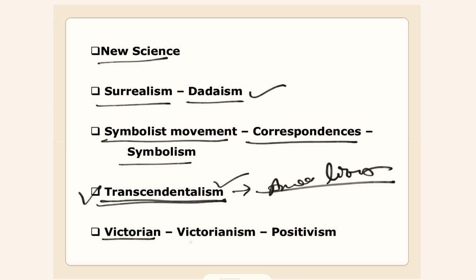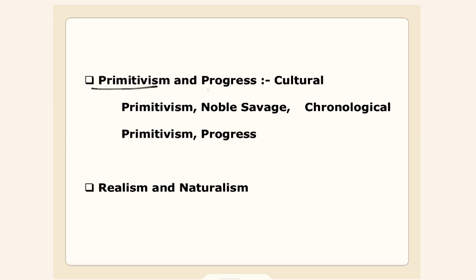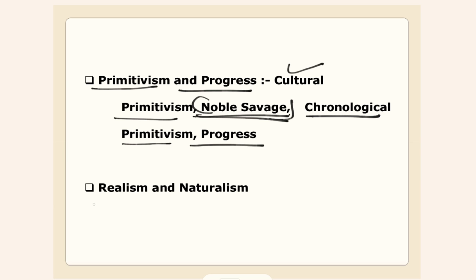Next, Victorianism. Features of that time are known as Victorianism, positivism, primitivism, and progress. Here, cultural primitivism, noble savage, chronological primitivism, and progress. Realism, naturalism. So all these terms we have discussed are about movements in literature, especially how they shaped literature in different ages, especially in England.